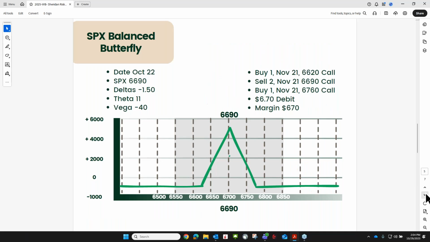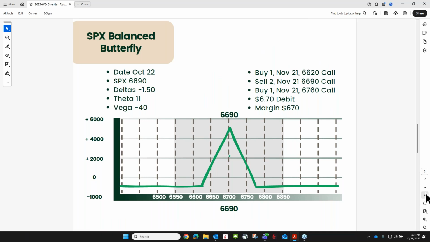So we're going to start out, even though I said broken wing butterflies, with a balanced butterfly. I'll talk about it. This would be more for range bound trading. And this generally is the cheapest butterfly. So we're going to sell 2 at the money calls, and you can look above at what we're doing, sell 2 NOV 21 66.90 calls. So generally I'm selling at the money calls.